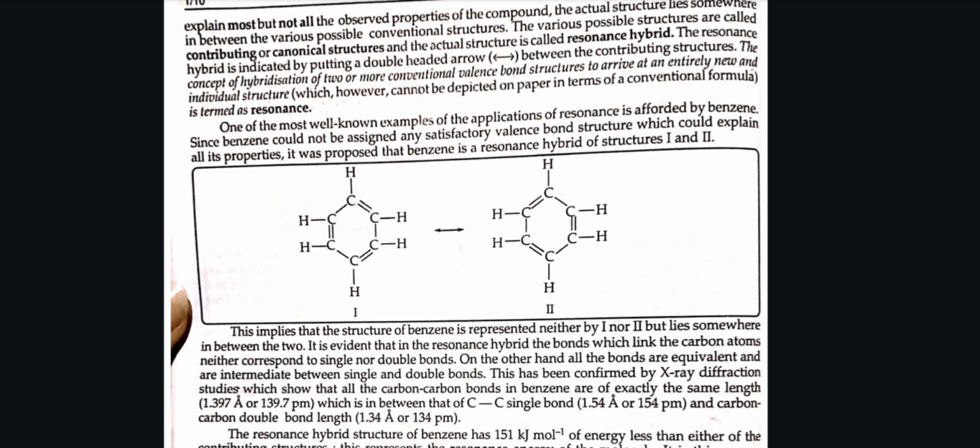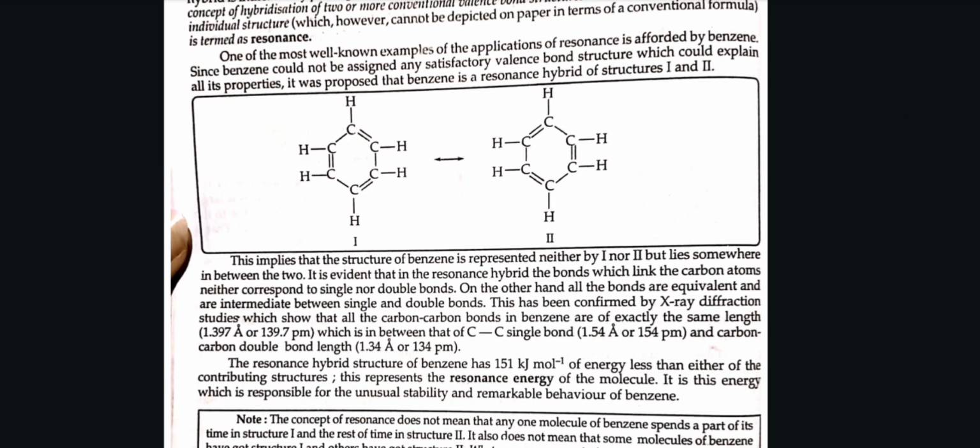This has been confirmed by X-ray diffraction studies, which show that all the carbon-carbon bonds in benzene are actually of the same length, which is in between that of a carbon-carbon single bond and a carbon-carbon double bond. The resonance hybrid structure of benzene has 151 kilojoules per mole of energy less than either of the contributing structures. This represents the resonance energy of the molecule. It is that energy which is responsible for the unusual stability and remarkable behavior of benzene.